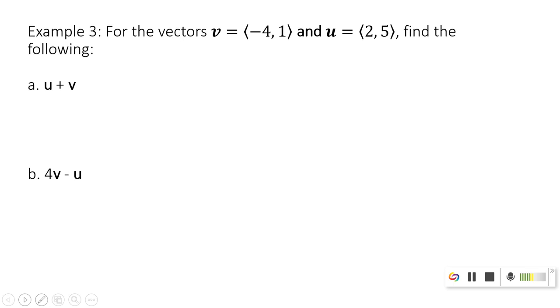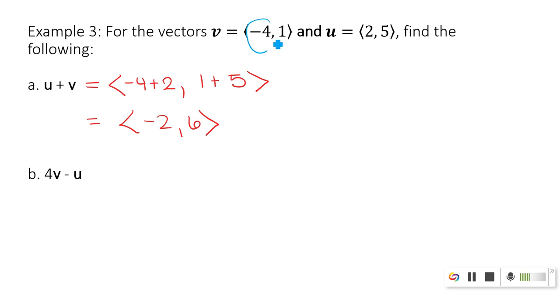As you're watching these videos, if things are making sense to you, it's not a bad idea to pause the video, see if you can do the problems, and then check your answers after you try them on your own. But I'll just run through this problem. So u plus v, we just add the components together. I took negative 4 plus 2, that gave me negative 2. And then I did 1 plus 5, and that's how I got the 6. So negative 2, 6.